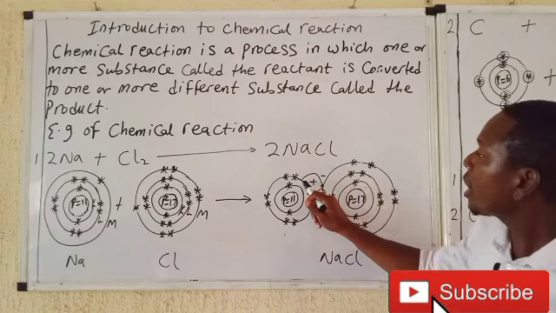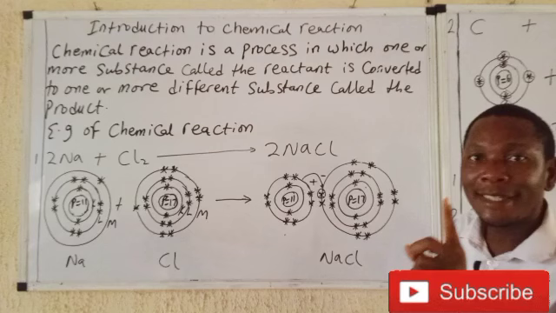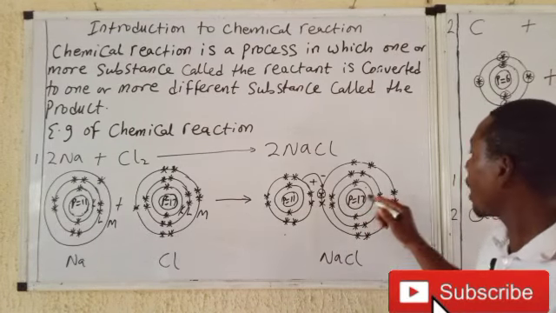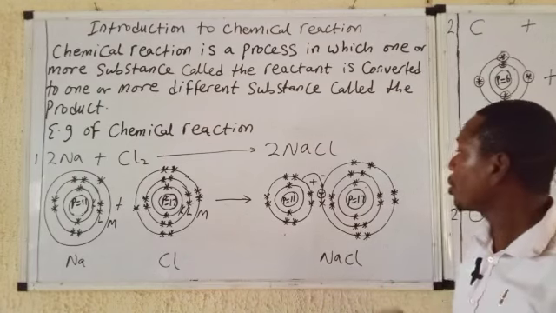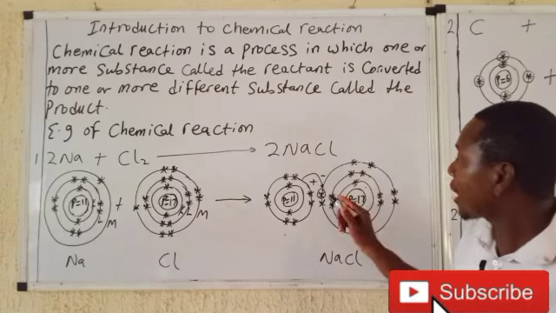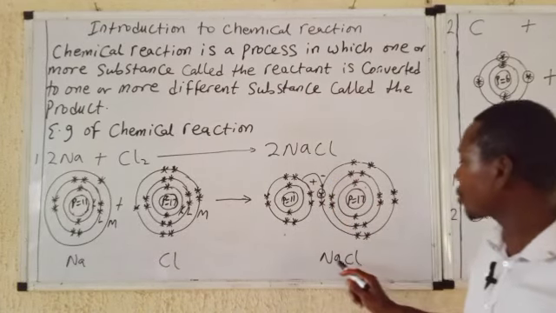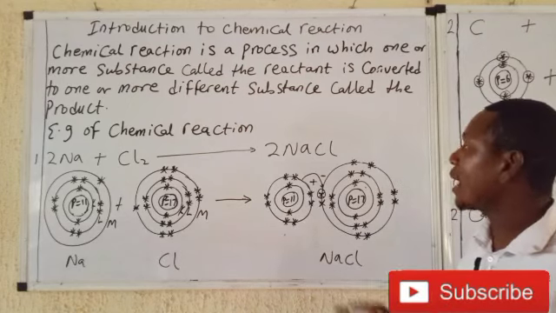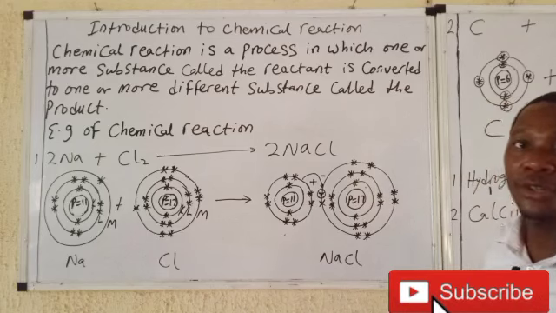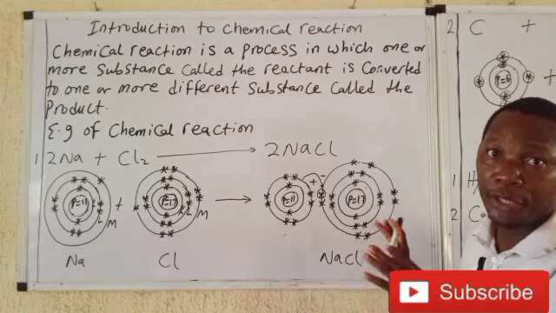Now, if the electron is gained by this chlorine atom, chlorine now has one excess negative charge because it has 17 protons, which is positive charge, and 17 electrons, which is negative charge. So if it gains one, it now has 18 electrons. So in this case, it has one surplus negative charge. The force that is holding the sodium and chlorine together is the force of attraction between this positive charge and this negative charge. This kind of reaction is called ionic combination, or an ionic compound.